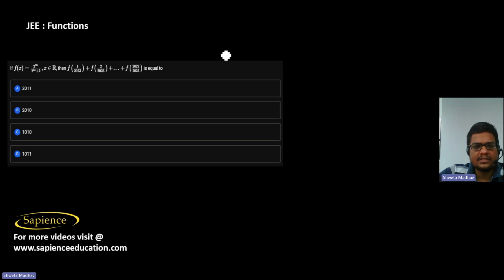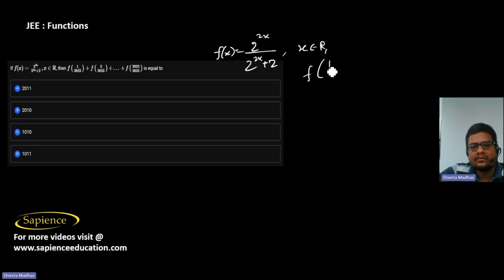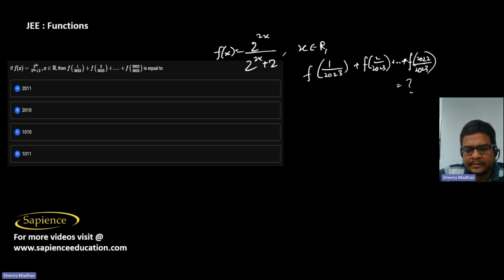And here it is told, let f of x equal to 2 power 2x by 2 power 2x plus 2, where x belongs to R. Then f of 1 by 2023 plus f of 2 by 2023 plus dot dot dot plus f of 2022 by 2023, that is equal to how much? Now here one thing we can see that 2022 by 2023 is obviously equal to 1 minus 1 by 2023.